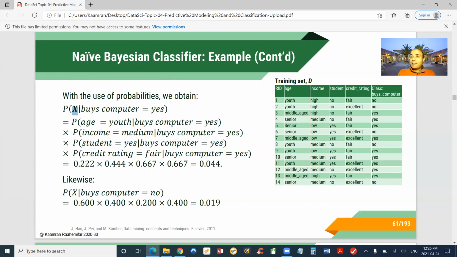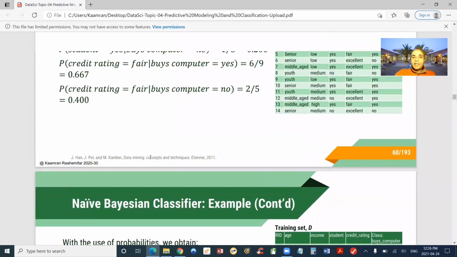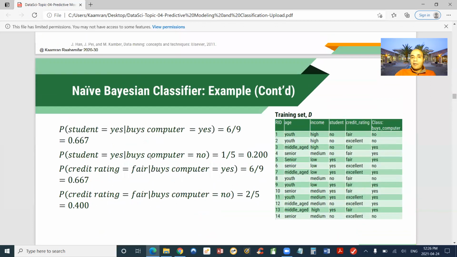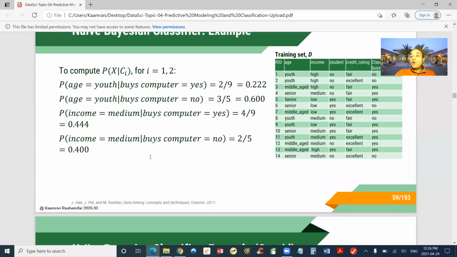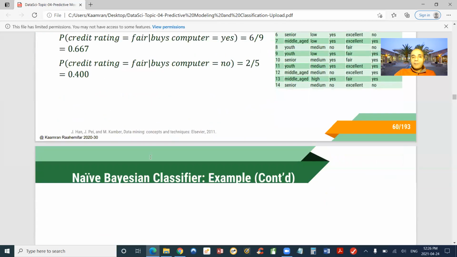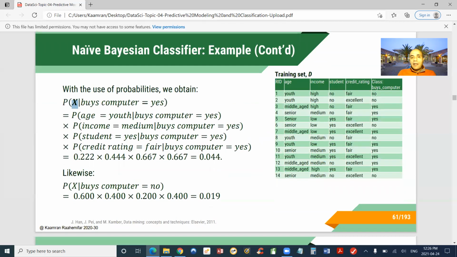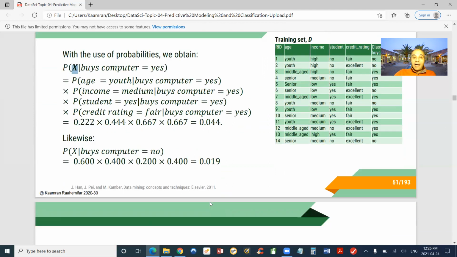Once again, go back to the Excel file, please. All of the yeses: age young, yes, income medium, yes, student yes, yes, and rating fair. You can also take a look at all of these calculations that we have done, the yeses together and the no's together. So I'm going to put them together. So that's what happens. And 0.044, and then the no's together is going to yield 0.019.